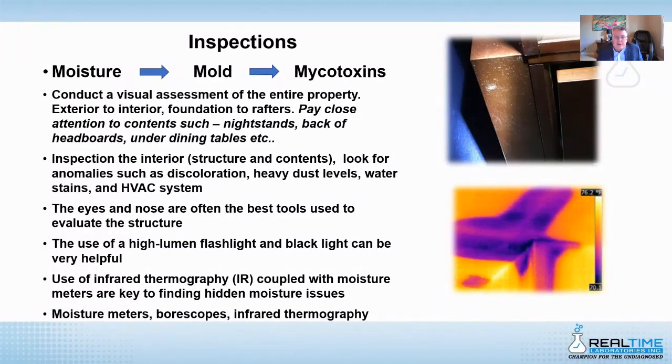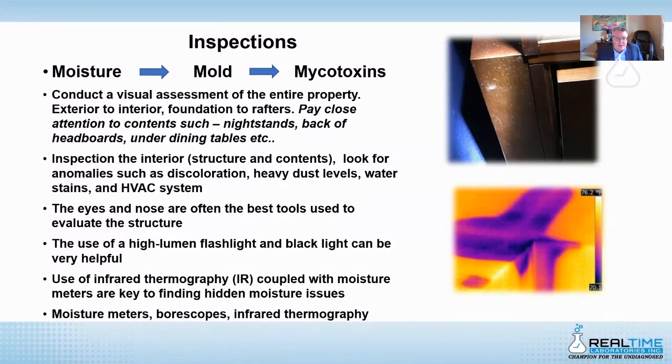And then on the interior, we should work ourselves from foundation to rafters, inspecting the entire property. One of the things as an IEP, we all get talked about or trained on water damaged buildings, and we're keen to look in wet rooms, kitchens, and bathrooms, and laundry rooms, and those sorts of things. But I would encourage you to also spend the time to look at personal contents.